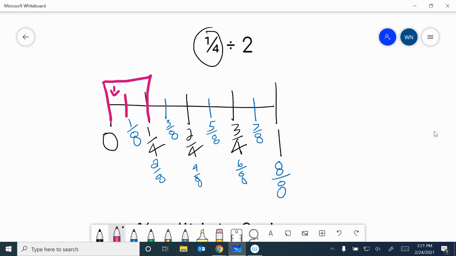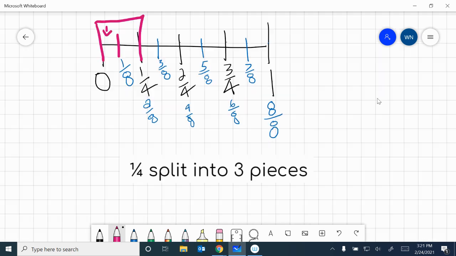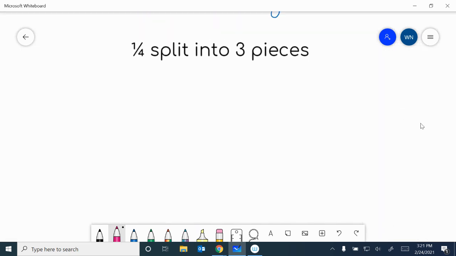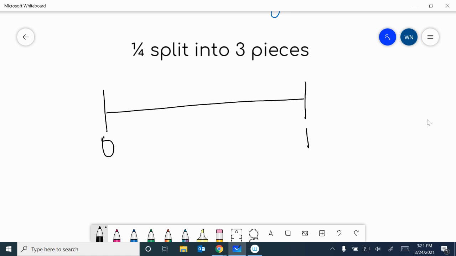Now it's time for you to try one on your own. 1/4 split into 3 pieces. I'm going to help you set up your number line, but you're going to have to figure out how to finish it. So let's go ahead and number our number line to 1. And then you need to split your number line into 4ths, and then each 4th into 3. Go ahead and try it on your own.